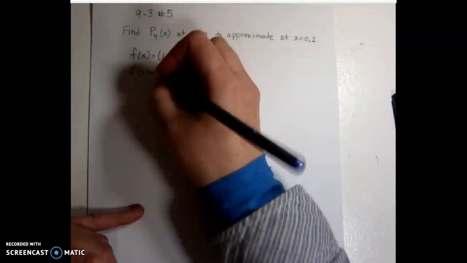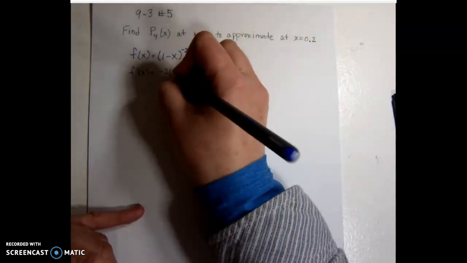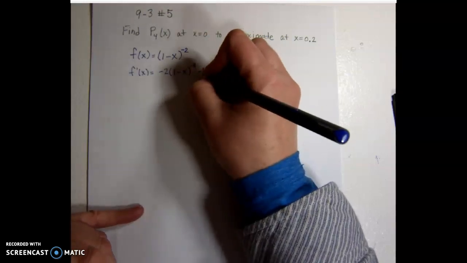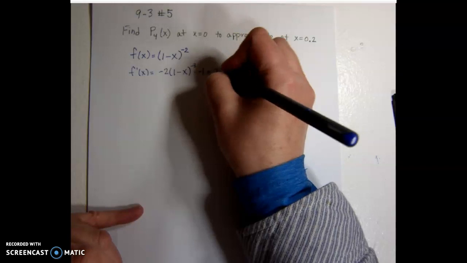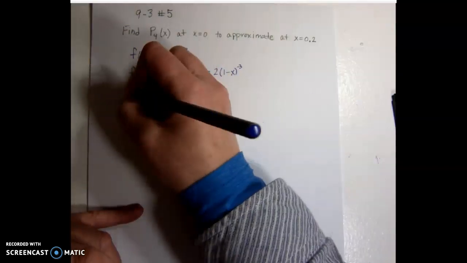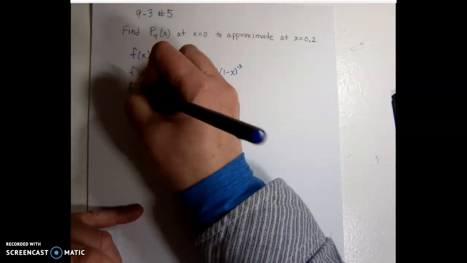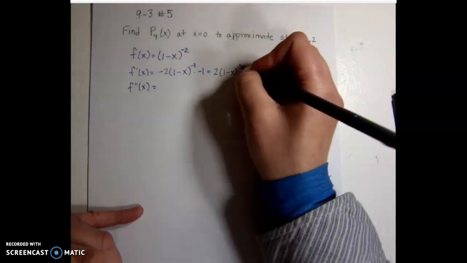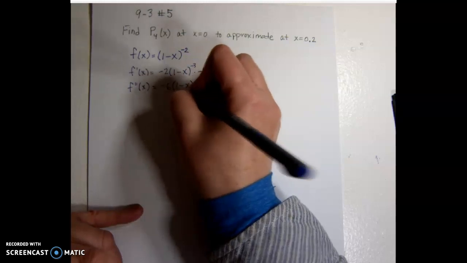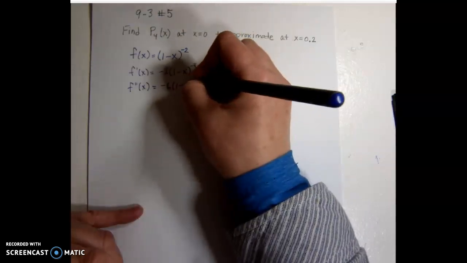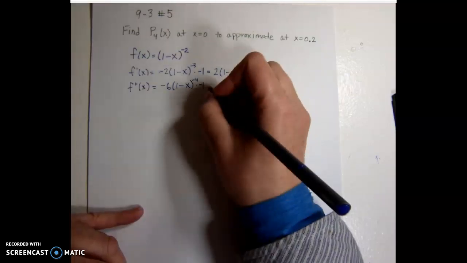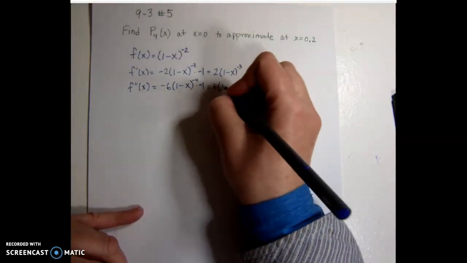So I bring down the exponent. And then because of chain rule, I'm going to multiply by -1, and then this becomes positive 2. Take my second derivative, and it would be -6. And then times -1 because of the chain rule. And what I'm noticing is that these two negatives are just going to keep canceling out.